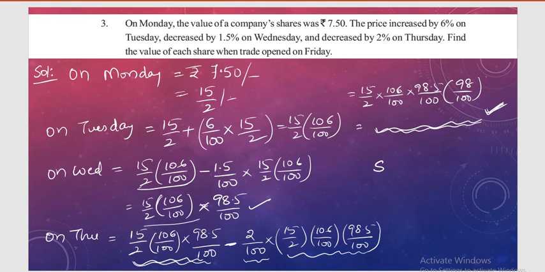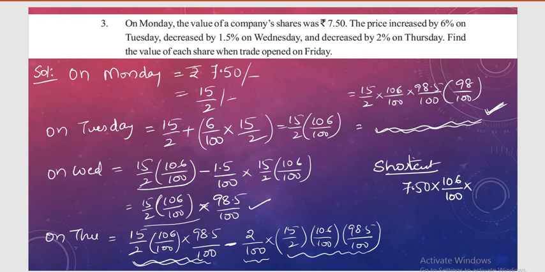Now let us see the shortcut. There is a shortcut for this. So what is the given price? The given price on one day is 7 rupees 50 paisa, right? Now the next day what happened? It has increased by 6%, no? So 6% increase means already 100% will be there, so to that add 6. So we can write it as 106 by 100.